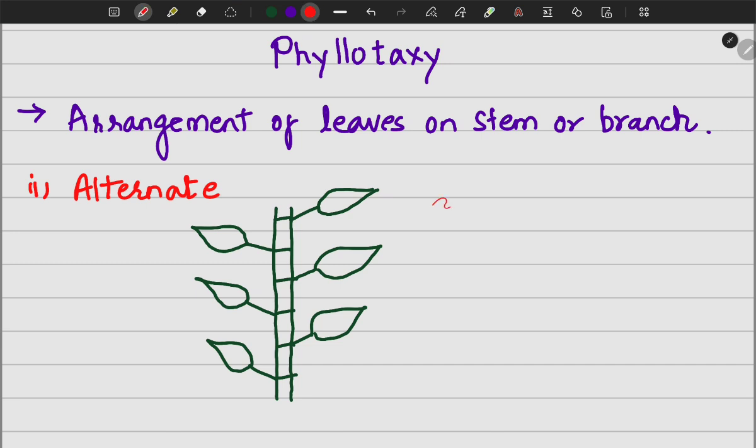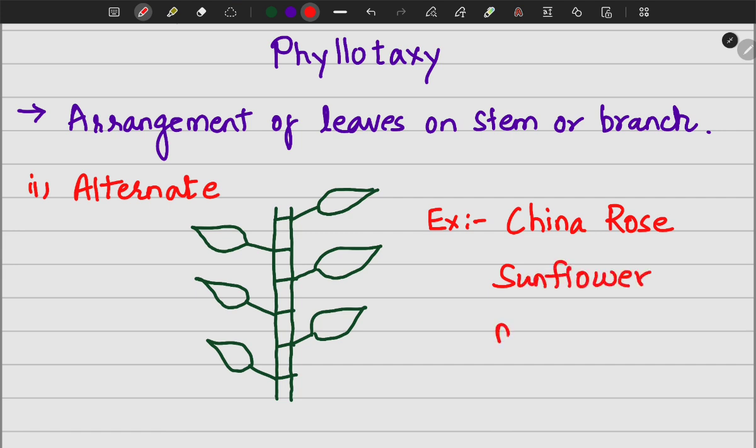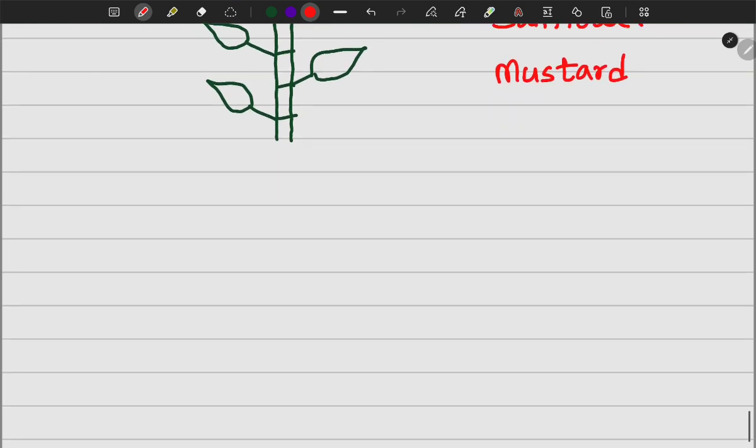Alright, examples are China rose, sunflower, and mustard. I hope the alternate type is clear. Now let us move on to the opposite type.